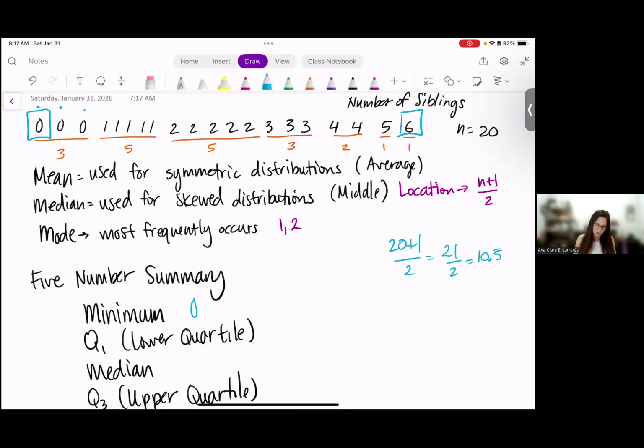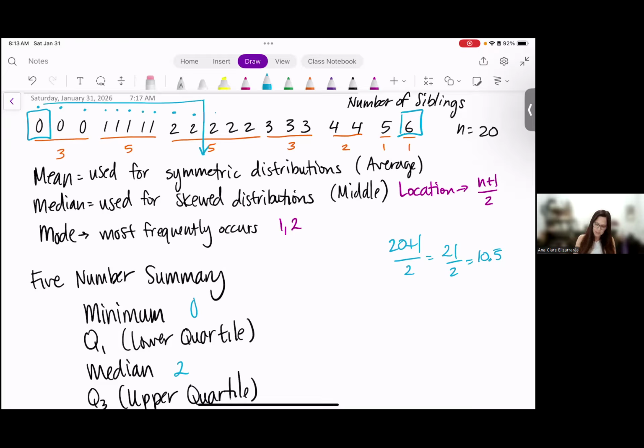So 1, 2, 3, 4, 5, 6, 7, 8, 9, 10, 11. That means that the median is right between 2 and 2. And I find the average, and you might be able to go, well, I know what the average of 2 and 2 is. It's 2. That's fine, but it's better to get into the practice of finding the average so that when you have points that are not the same, you do that practice anyway. So the median is 2, as 2 plus 2 divided by 2 is 2.